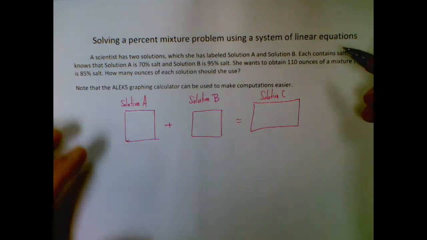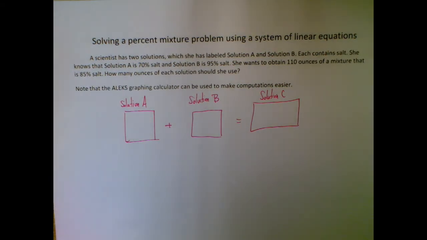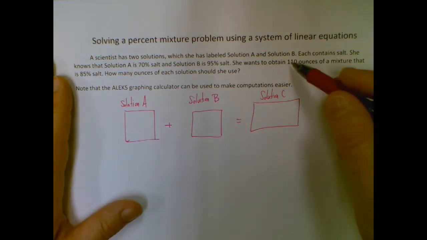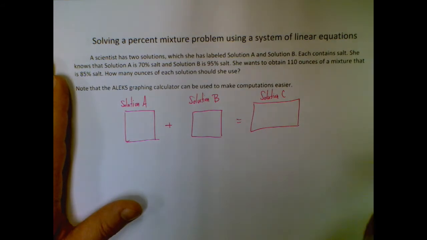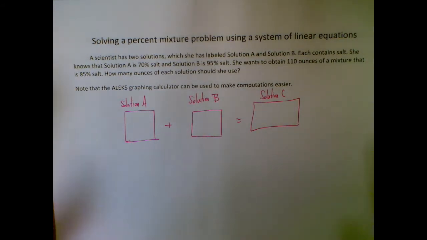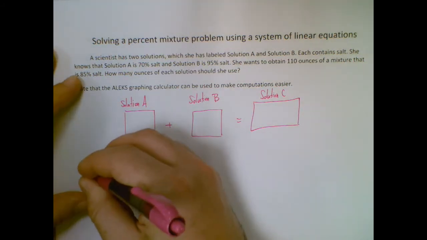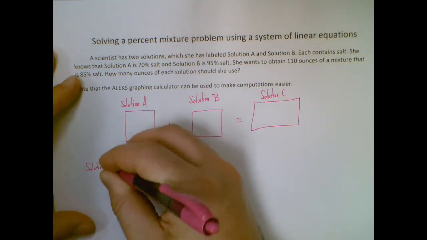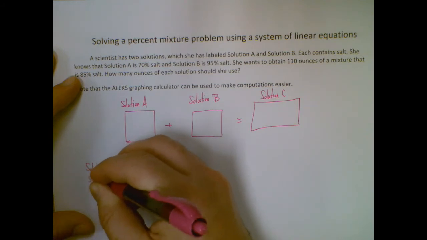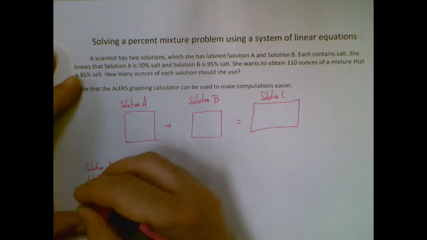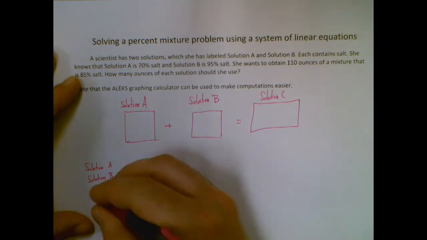So I'm actually going to set this one up in terms of how much mixture I'm mixing and specifically how much salt, because I want this to be 85% salt. Since I know how big this is at 110 ounces, I can figure out how much salt I need total. Okay, so setting this up, we have solution A, solution B, and we'll just call this solution C, which is our mixture. I guess I'll just call it the mixed one.